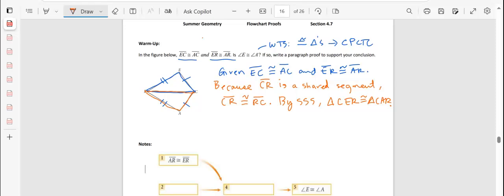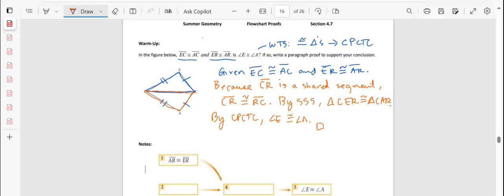And then finally, by CPCTC, angle E is congruent to angle A. And again, we want to end that with our little box. This is an example of a paragraph proof. And if you like paragraph proof, that's awesome. You can continue to use that.